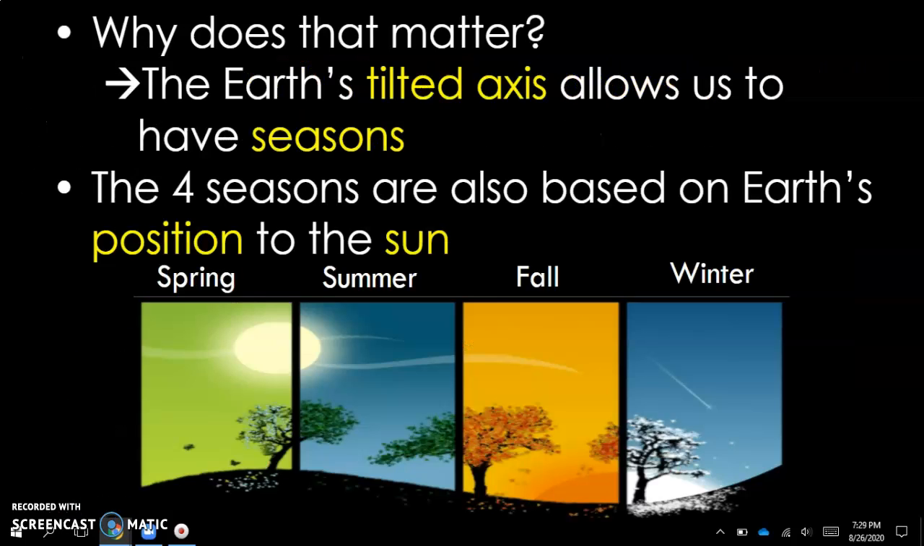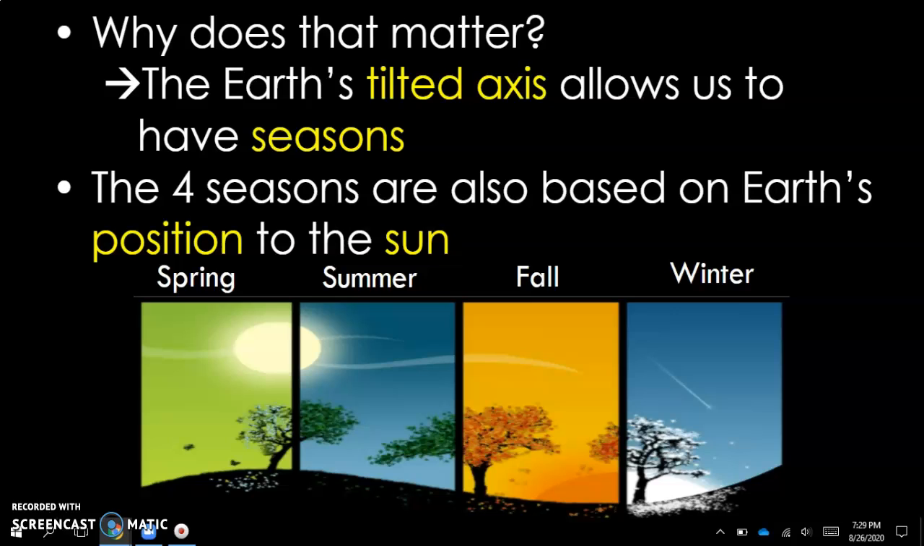So why does the revolution matter, and why does the tilted axis matter? The Earth's tilted axis allows us to have the seasons, and the 4 seasons are also based on the Earth's position to the sun. In spring and summer, definitely in summer, you are tilted towards the sun and you're receiving more solar radiation, so that causes the warmer temperature. And then in the winter, you are tilted away from the sun and you are receiving less solar radiation, which leads to lower temperatures, okay?